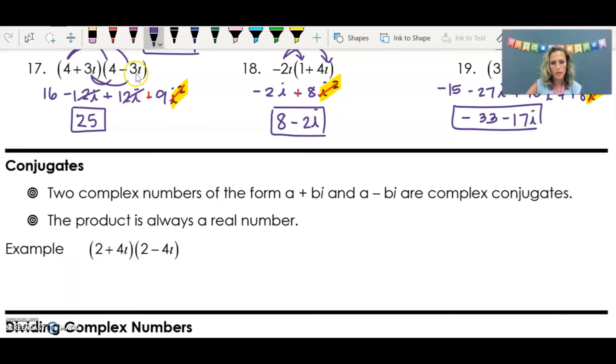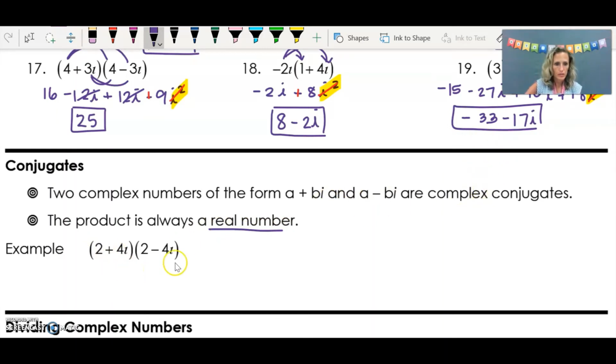These two expressions are known as complex conjugates. Complex conjugates are in the form a plus bi and a minus bi. So the real parts have the same sign and the imaginary parts have opposite signs. Same two terms, except the imaginary parts are opposite. And when we multiply complex conjugates, the answer is always a real number.